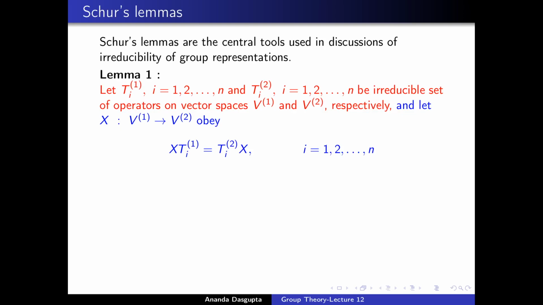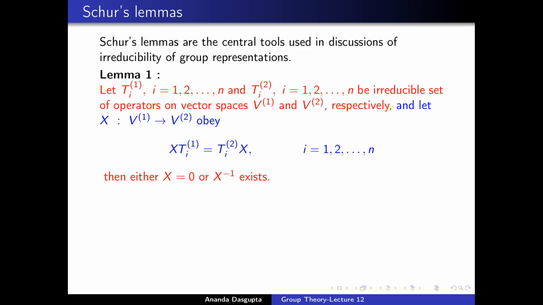And the statement simply is that if such an intertwining operator exists, then this operator has to be either the null operator, that is an operator which maps every vector of V1 to the null vector of V2, or the other extreme, that is X inverse must exist. So there is nothing in between. X can either be the null operator or must be an invertible operator. So this is what lemma 1 says.